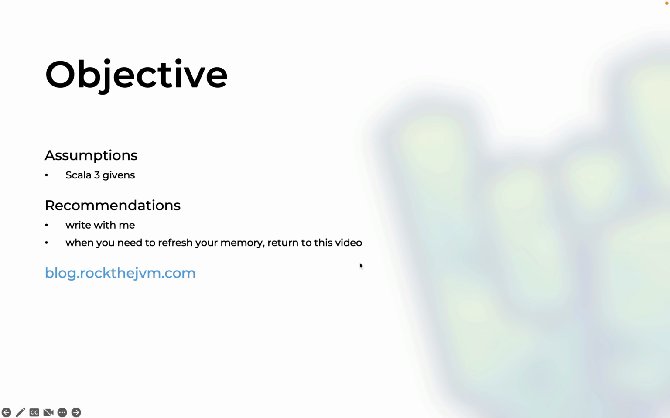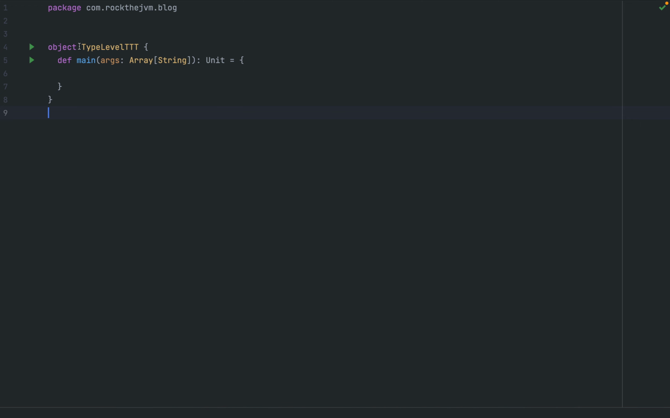All right, so without further ado, let me switch back to my little development environment where I have a little object with a main method, and we're going to do the tic-tac-toe here at compile time from scratch. Now, in order to run a tic-tac-toe, we need to represent it, and we need to represent it at the type level. So we need some building blocks in order to represent the tic-tac-toe board.